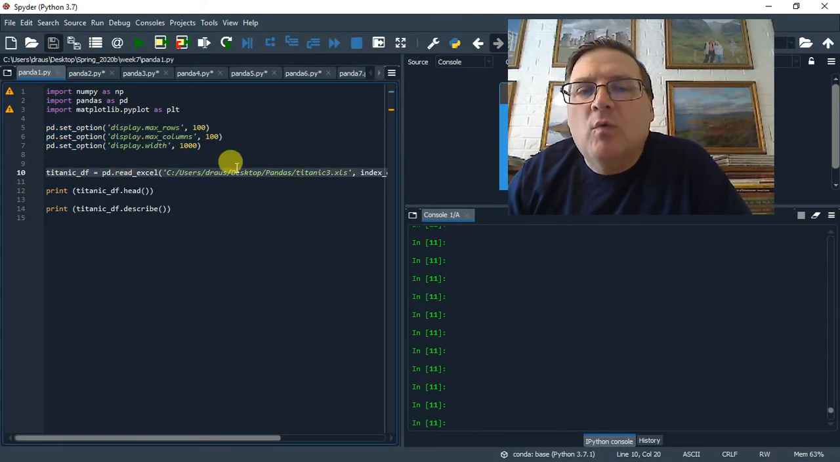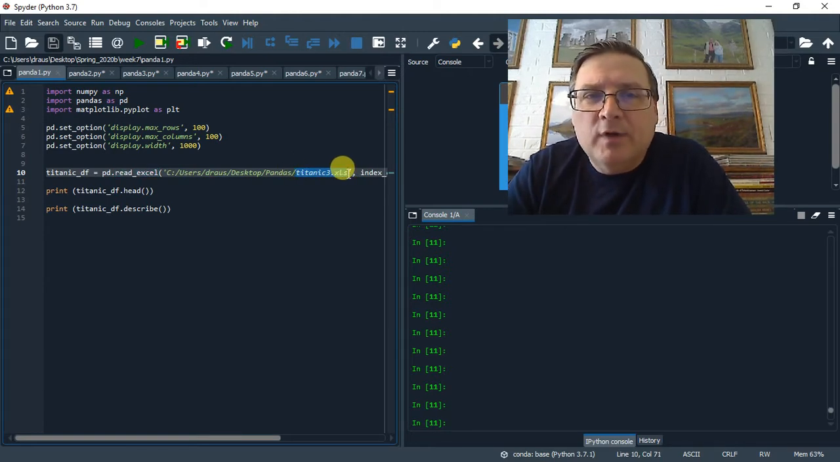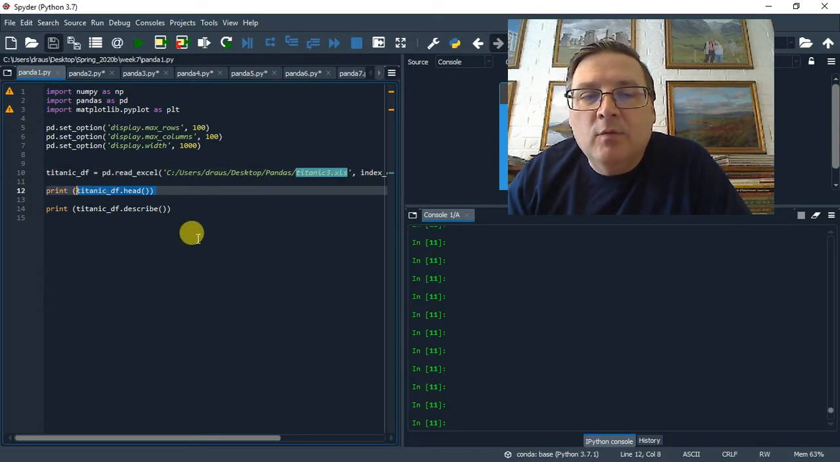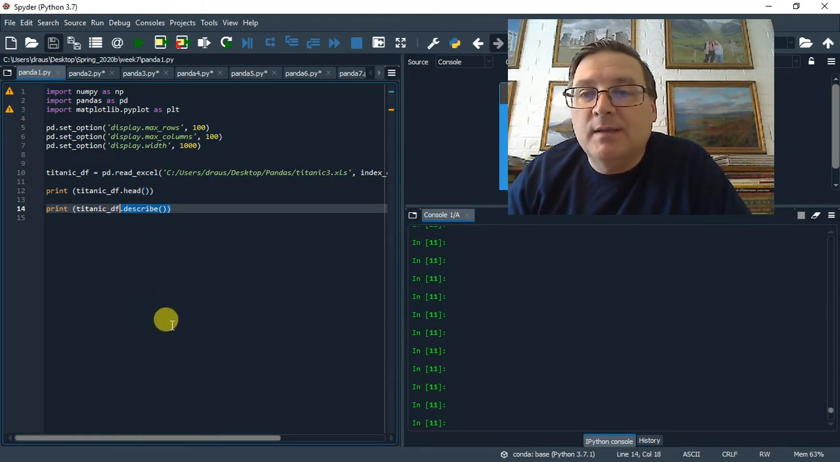The dataset we're going to work with is called the Titanic dataset. It's a very common introductory dataset for data science. It's free to access and gives all the information about the passengers on the Titanic. We're going to look at the head, which is the first 5 records of the data set, and then we're going to describe the data set, which is going to give us some simple descriptive statistics about it.